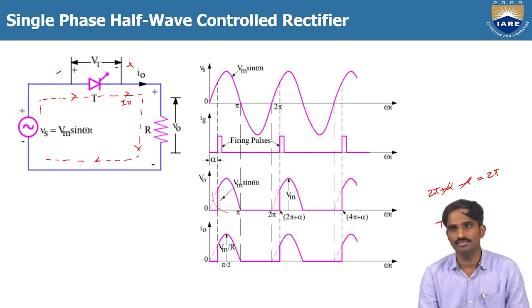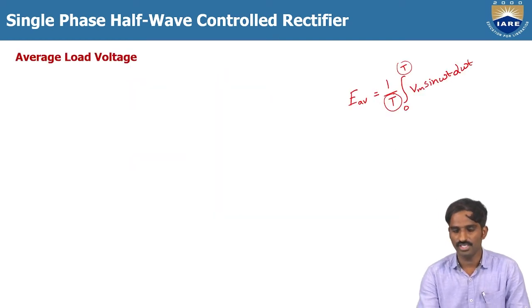Then what about the conduction period? The conduction period is only from alpha to pi, not 0 to pi, because from 0 to alpha there is no conduction here. You can see the output voltage and current are 0. Anyway, here we are going to find the average load voltage, so we should consider only the output voltage waveform. From 0 to alpha, the output voltage is 0. It will start conducting from alpha to pi. So we should take this T as 2 pi and this T as pi, and it is not from 0, it is from alpha to pi.